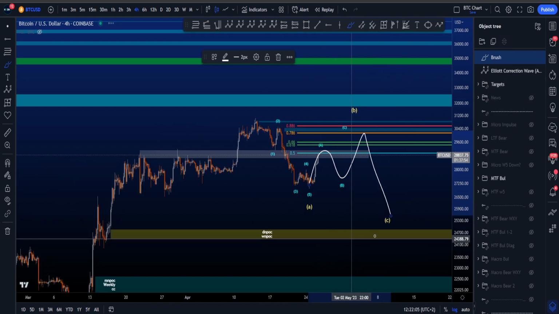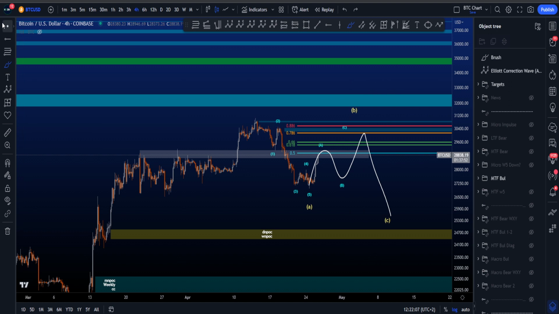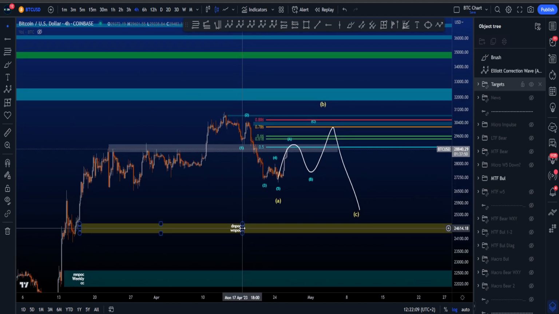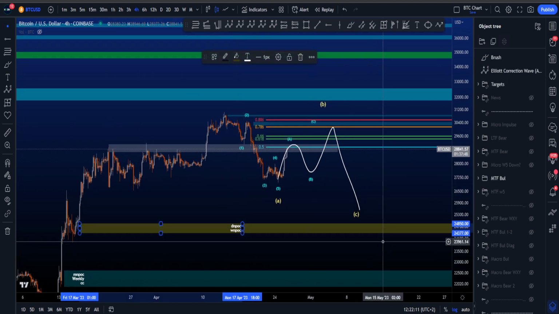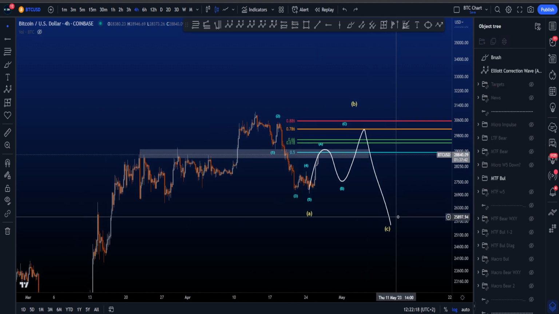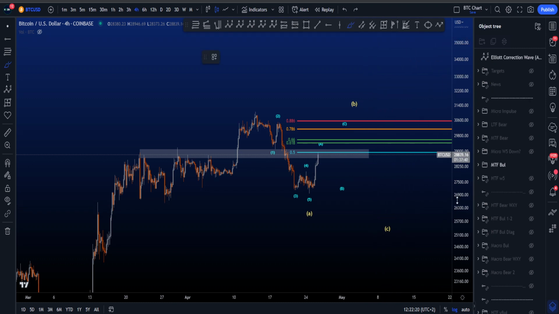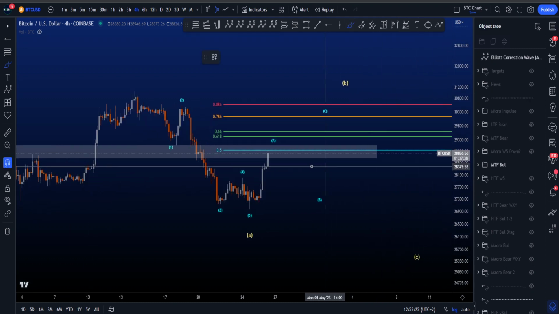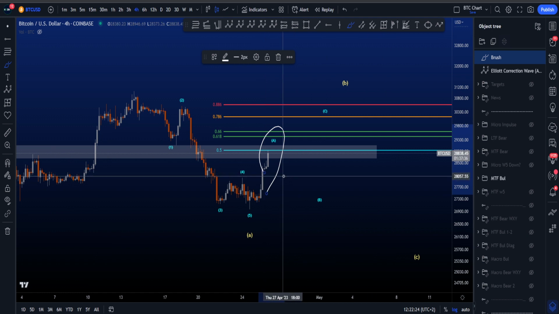where I think that the yellow target box down here is a very interesting target for this particular scenario, where this target box is between 24.8k and 24.3k. So that is definitely an area of interest in this particular scenario, where what is important at the moment is how high this wave A is going to go, the blue A.